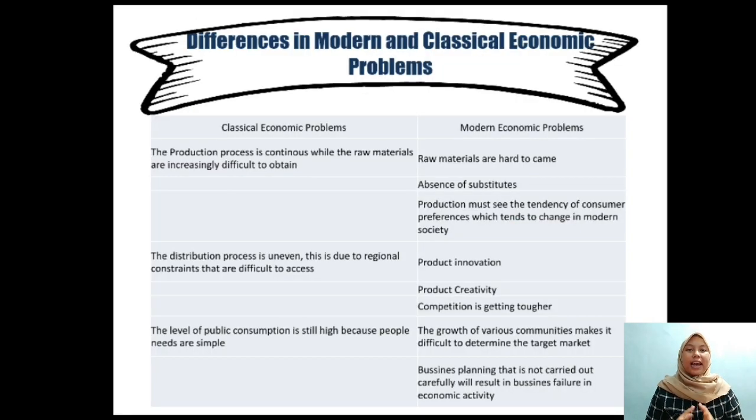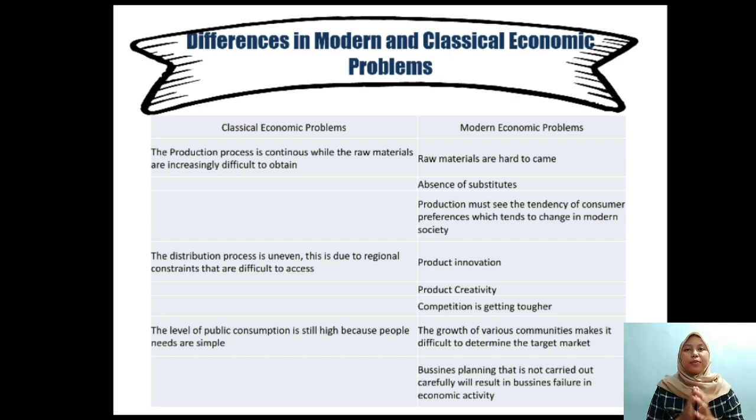And lastly, I want to explain about the differences between modern and classical economic problems. In classical economic problems, the production process continues while the raw materials are increasingly difficult to obtain. And in modern economic problems, raw materials are hard to come by, there is an absence of substitutes, and production must follow the tendency of consumer preference, which tends to change in modern society.